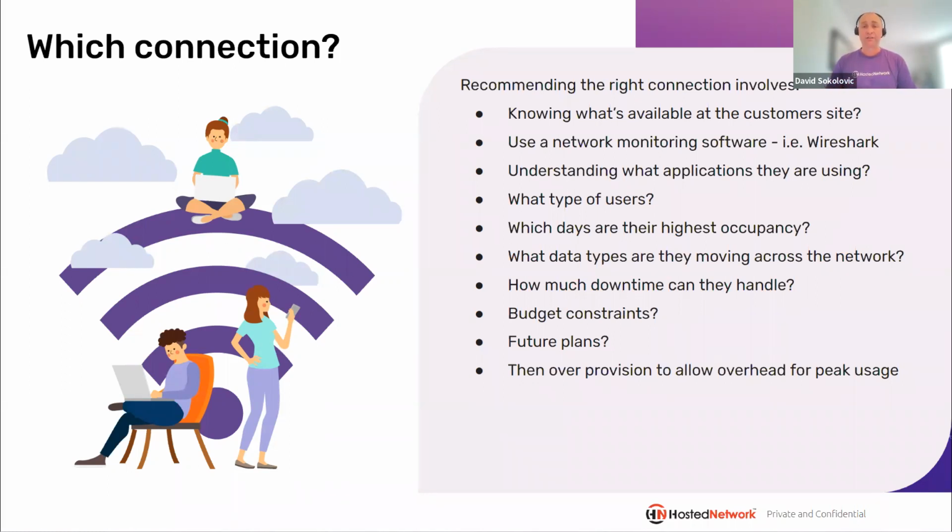Scoping out the right connection isn't just multiplying the number of end users by this magical number. And remember, the price difference between a 100 megabits per second service and a 250 megabit service is around $100 a month. The difference between a 250 megabit service and a 500 megabit service is around $150 a month. So it doesn't cost that much more to provide double the speed or add a higher quality connection to your customer.